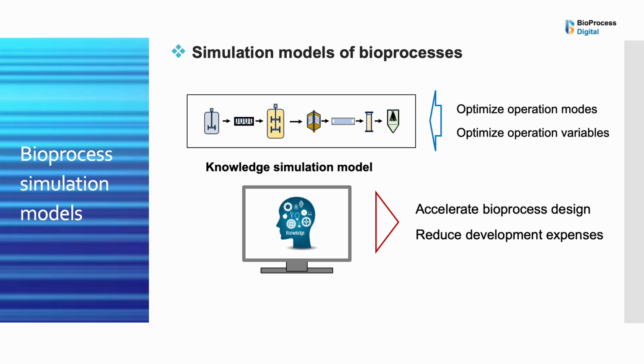To accelerate process design and reduce the costs associated with development, bioprocess engineers are increasingly relying on simulation models. The most effective of these are knowledge-based models that incorporate the fundamental physicochemical principles governing bioprocess unit operations. These models enable engineers to predict the impact of operating modes and process variables on bioprocess performance and to optimize process conditions accordingly.